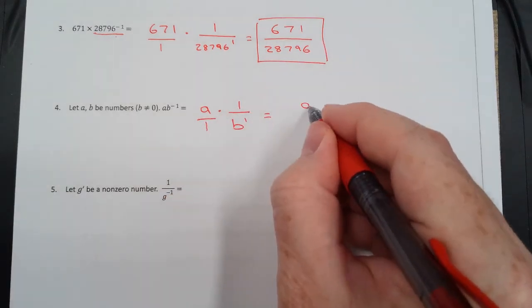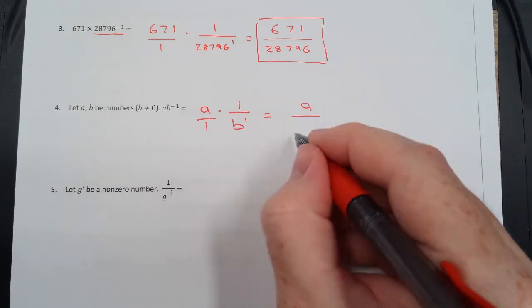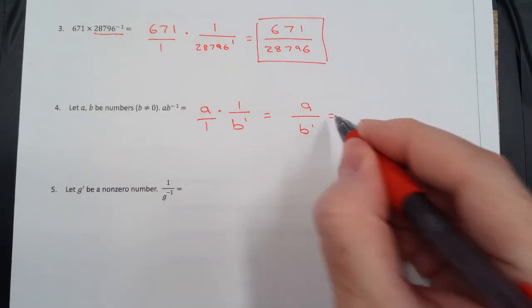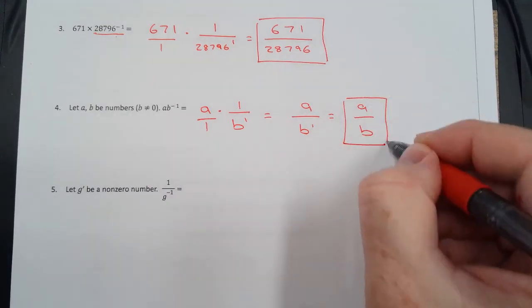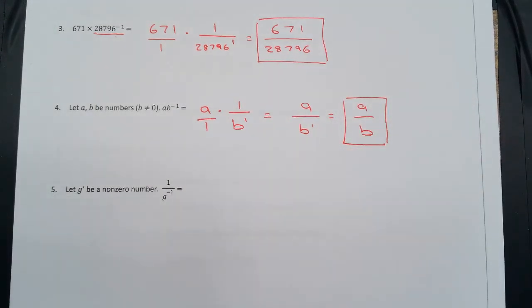A times 1 is a. 1 times b to the 1st is b to the 1st. And b to the 1st is just the same as b. That is the final answer. Simplified form, no negative exponents.